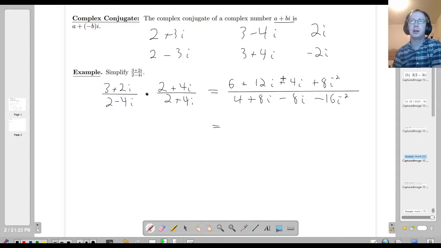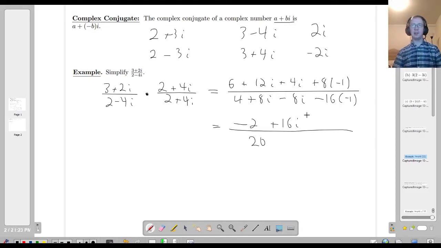So looking at what we have here, I see some i squareds, so I'm going to immediately exchange those guys for negative 1. And now I can combine my like terms. So on the top I've got 6 minus 8 and 12i plus 4i. On the bottom I've got 4 plus 16 and 8i minus 8i. So as I hoped, I no longer have an i in the denominator. And it turns out that's the reason we do this trick.